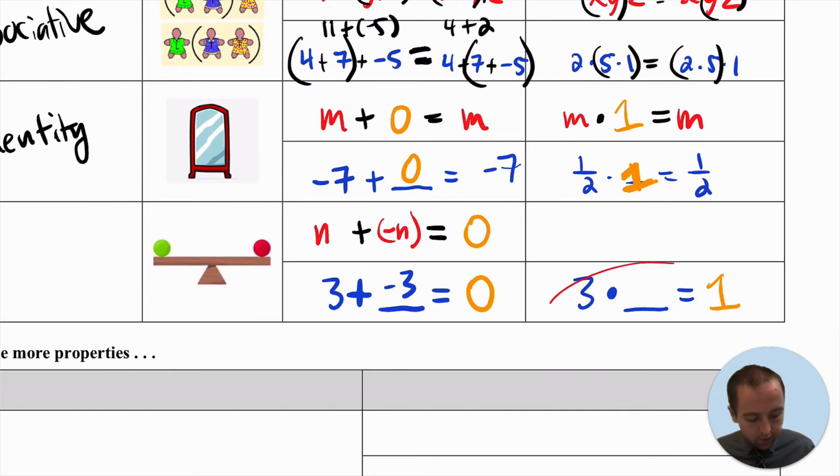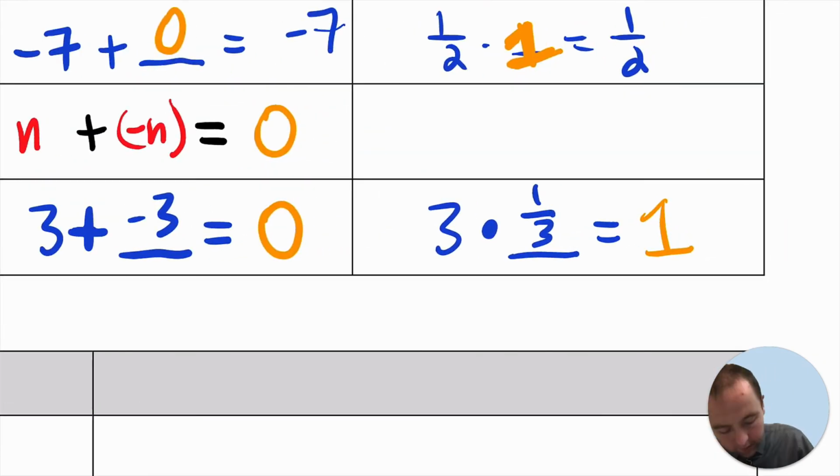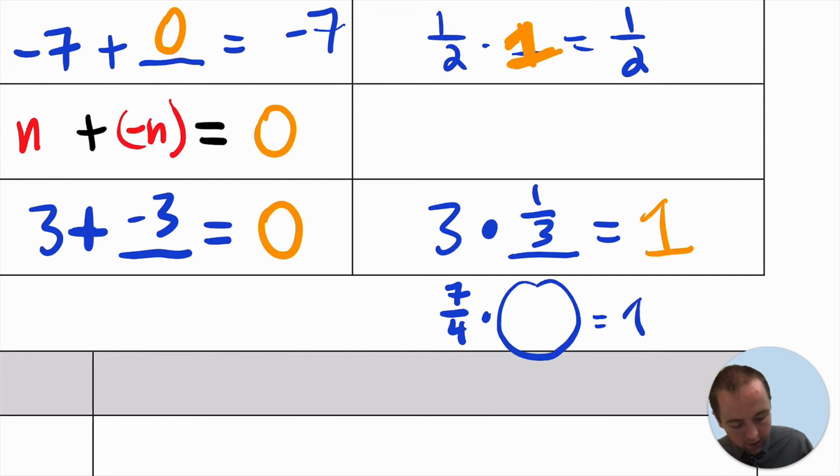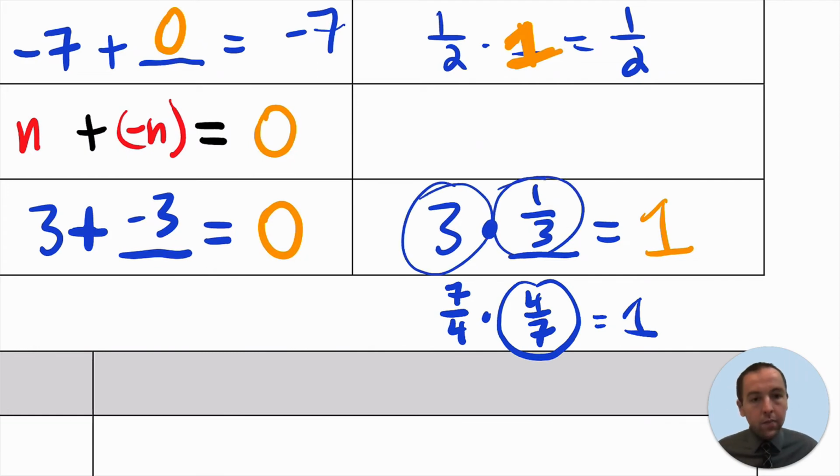Then if we go to this other example over here, 3 times something is equal to 1, the answer to what this number right here should be is 1/3. Some other examples might be if I had, let's say, 7/4. If I were to multiply 7/4 by something to equal 1, the answer would have to be 4/7. Okay, so it turns out that these two numbers that have to pair with each other to multiply and equal 1, they have to be what we call reciprocals, right?